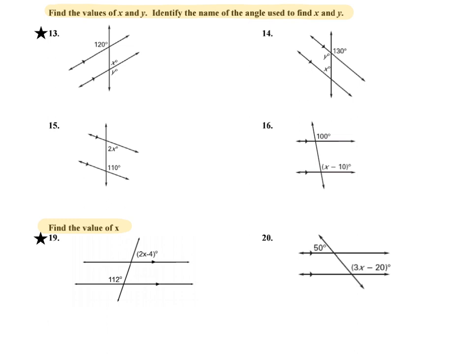All right, for this section, we need to find the value of x and y. We need to identify the name of the angle used to find x and y. So when we look at a picture like this, I think the first strategy that we're going to talk about is when you shade in your corner angles. And remember, everything that is shaded is all equal when you're dealing with parallel lines.